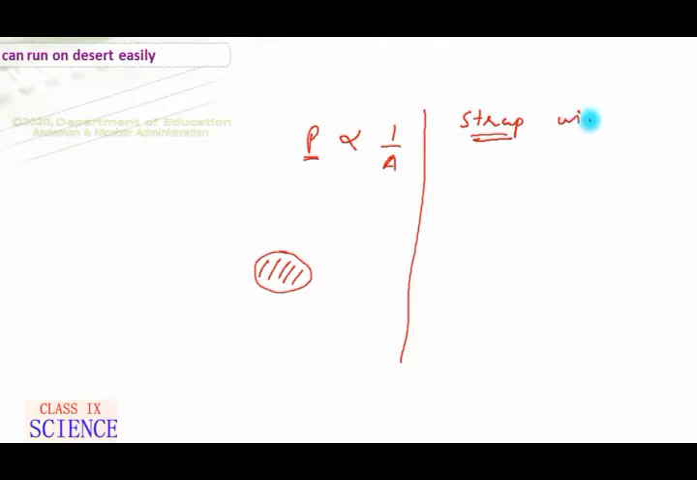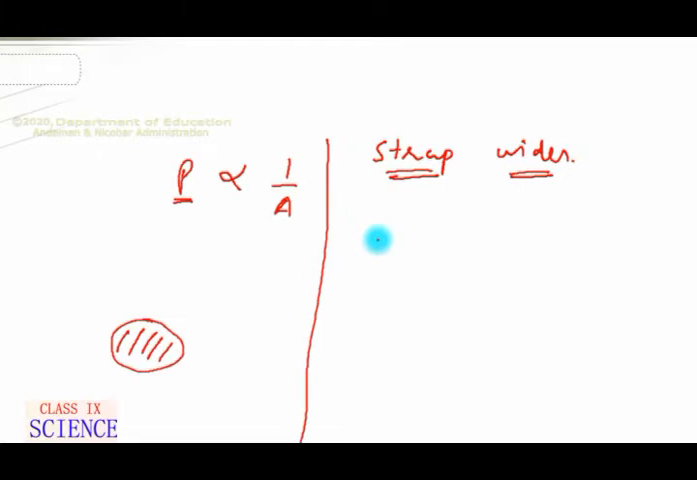The width is wider, right? So the same principle will apply here. If one of your school bags has a very thin strap and another has a wider strap, then what is the difference between these two straps? One has less area, right? Another one has more area. Once again the same principle applies here.